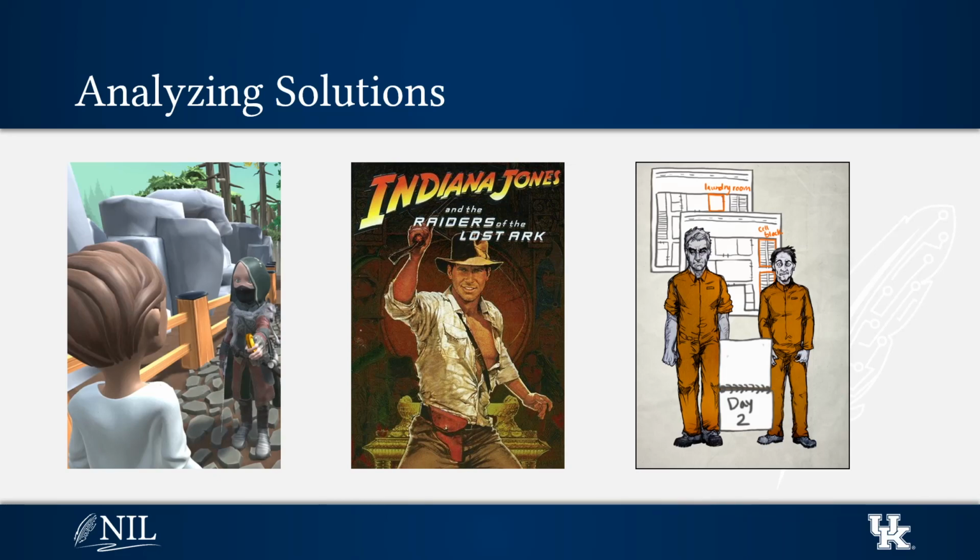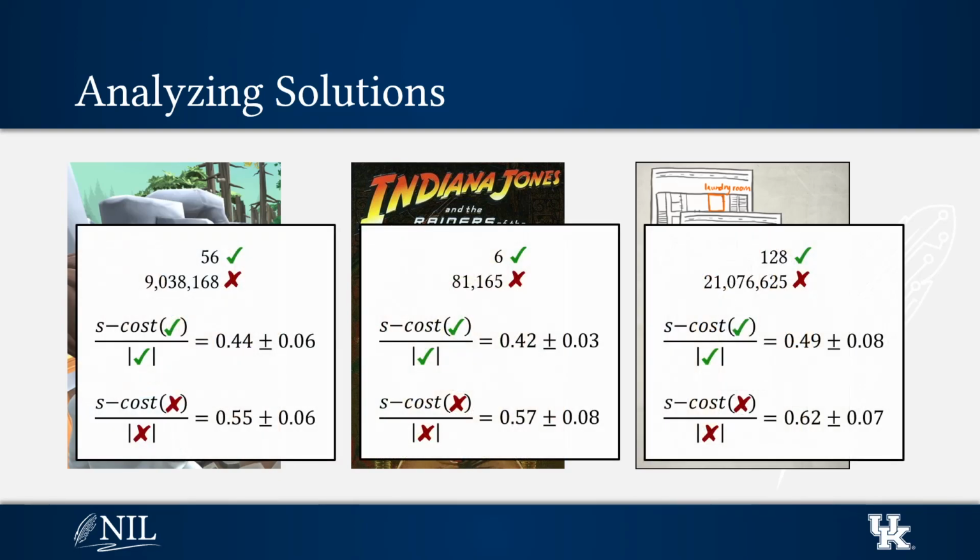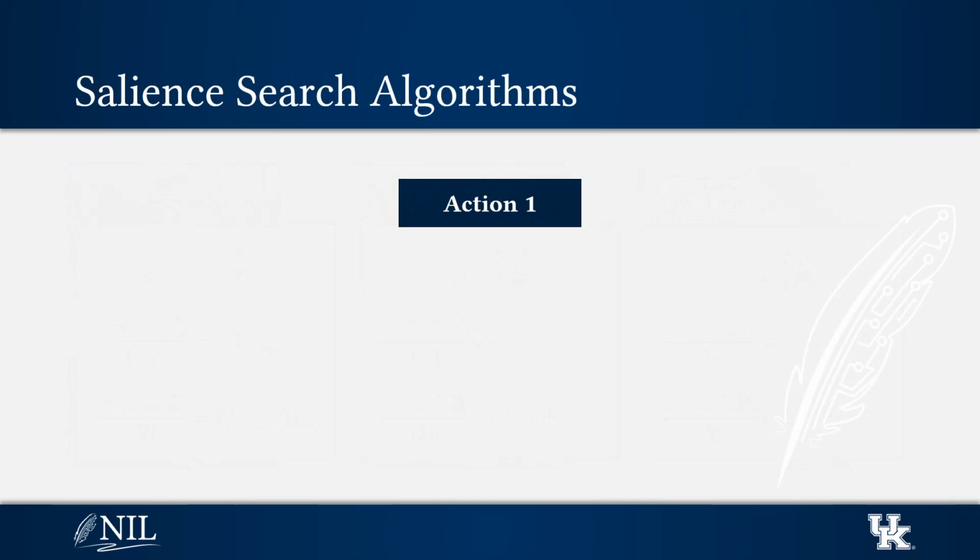A solution just means it's a sequence of actions that achieves the author's goal for the story and only uses actions that make sense for the characters. In all cases, the sequences that were solutions had a lower average salience cost than non-solutions. That's a good sign because it means that maybe if we prioritize searching for low salience cost plans, we might be able to find solutions faster. We're finally ready to find out if salience cost can speed up a planner. We're using our Sabre narrative planner, which is a forward-chaining state space search.